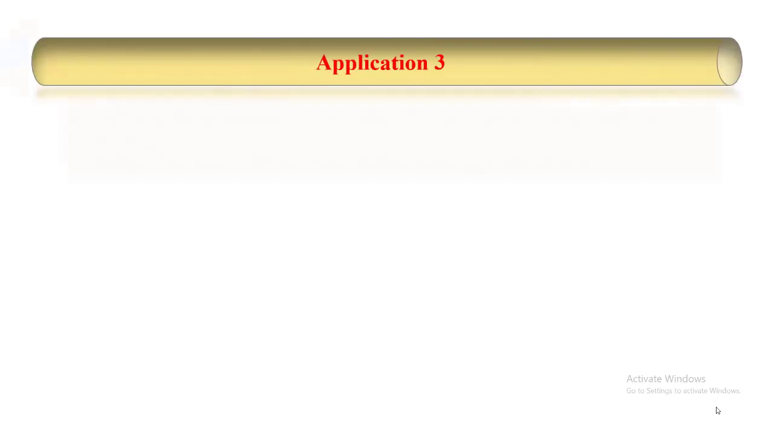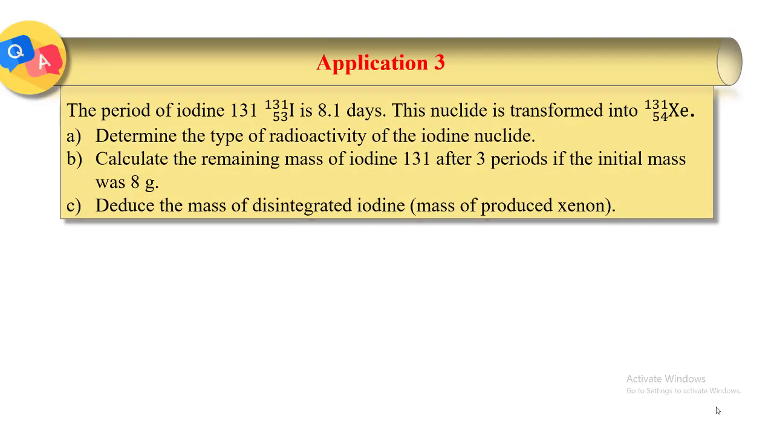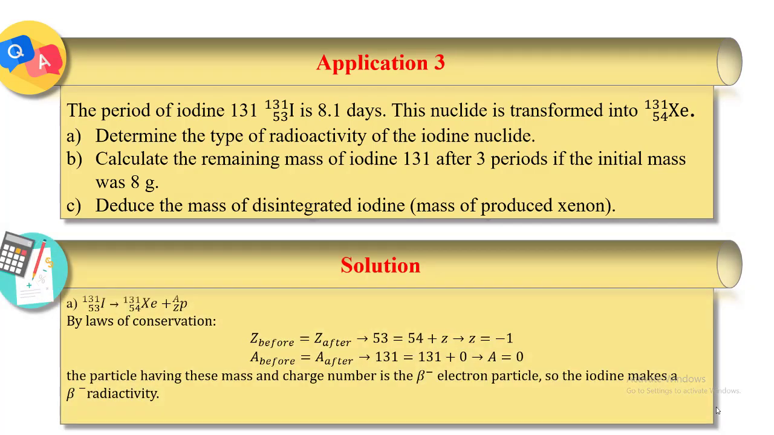To practice, let's solve the following application. The period of iodine 131 is 8.1 days. This nuclide is transformed into xenon of mass number 131. In the first question, we have to determine the type of radioactivity of the iodine nuclide. So first, we have to write the equation of decay. The iodine 131 decays into xenon 131 plus a particle of unknown mass number and charge number. If we know this particle, we can know the type of decay.